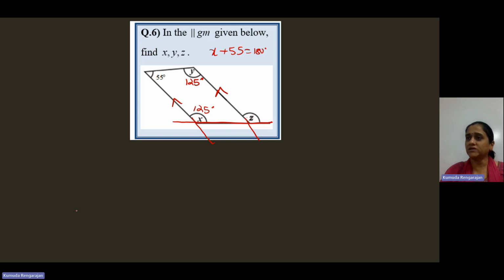So how are corresponding angles formed? They lie on the same side of the transversal. X and Z are on the same side of the transversal. They're above the transversal, both of them. And this one is an interior angle, this one is an exterior angle. And they have different vertices. Clearly, they are corresponding angles. So Z is equal to 125, corresponding angles are equal.